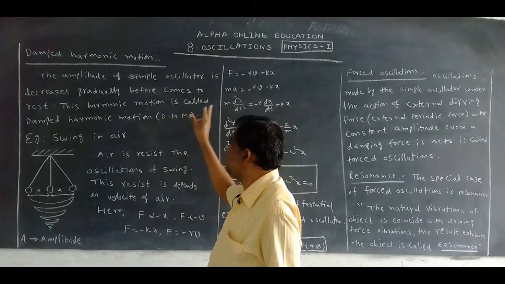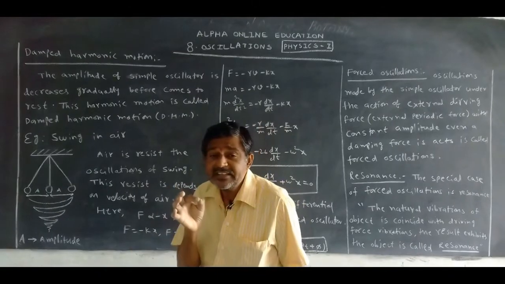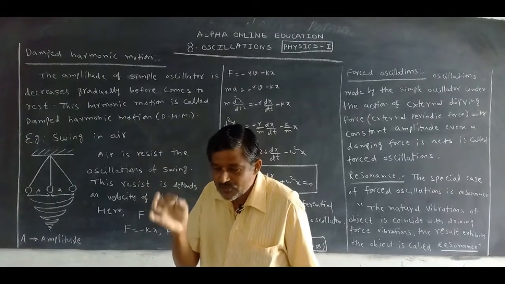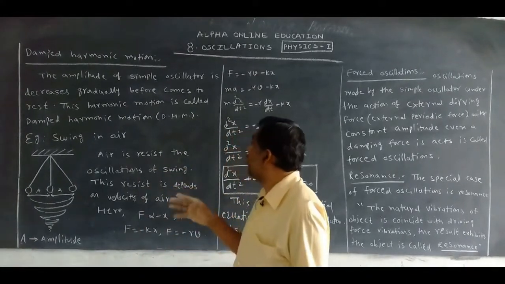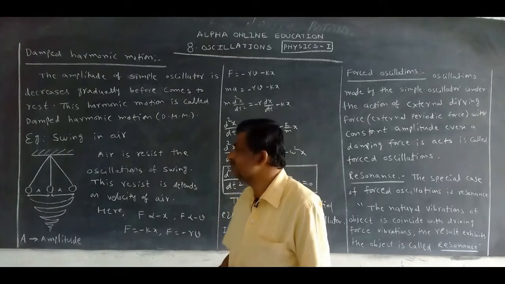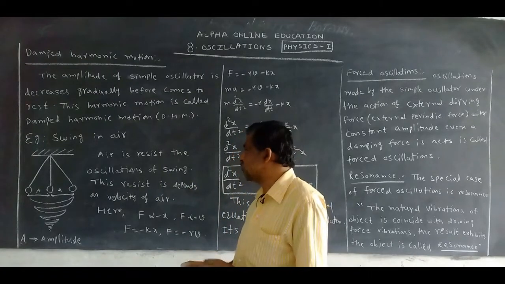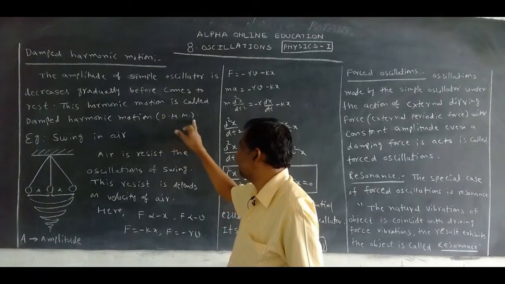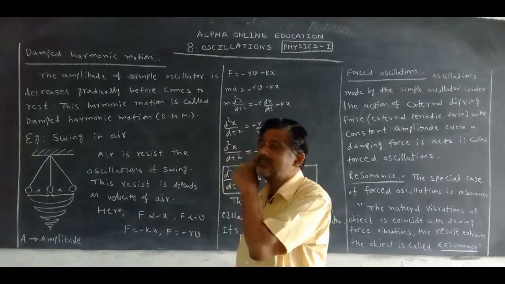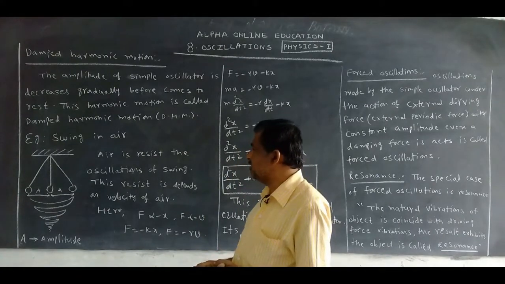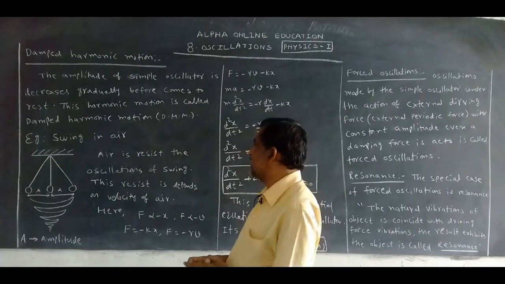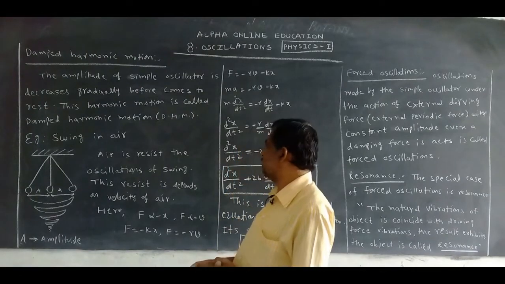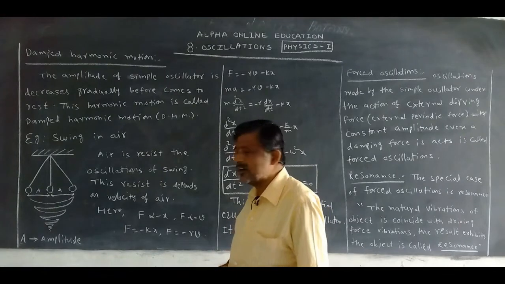The amplitude of a simple oscillator decreases gradually, not immediately; gradually means slowly, before it comes to rest. This harmonic motion is called damped harmonic motion, DHM for short.